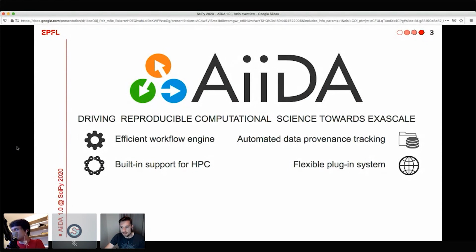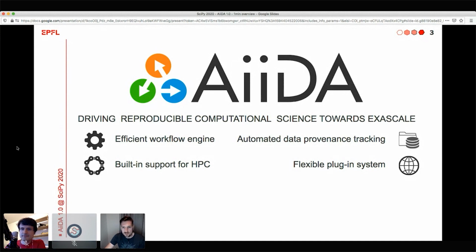And then also we have a plugin system, so it's possible to extend AIDA. So if you want to integrate your own tool, your own code, you can write a plugin, and you can then publish that plugin, and you can do that on GitHub or PyPI.